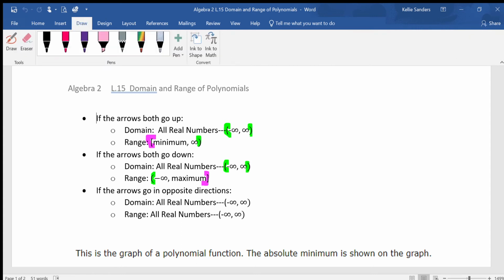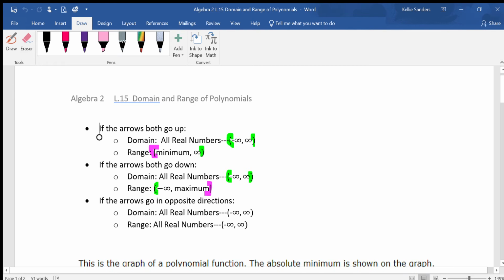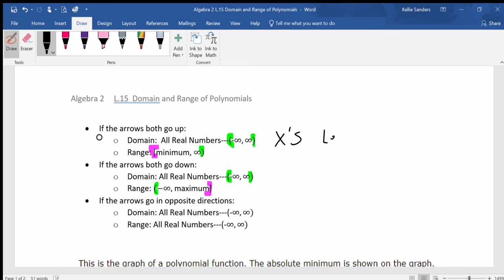So, domain. Does anybody remember what domain is? Domain is talking about your x's. It's going left and right. It's whatever numbers you can put into the equation and be able to do the equation.